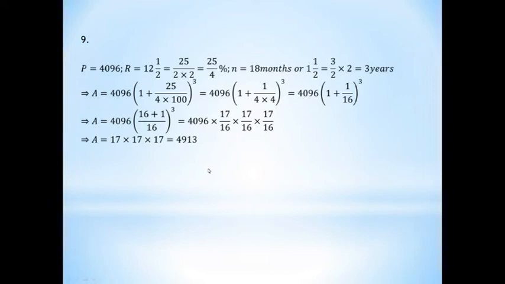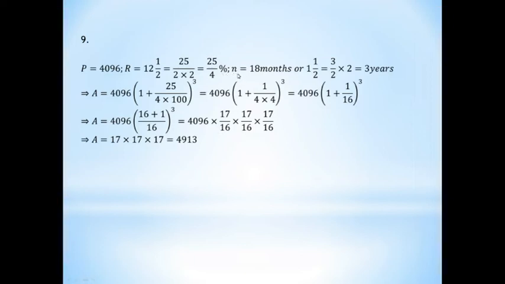Question number 9 says that the problem is compounded half yearly, first of all. 4,096 is the principal, rate is 12.5. After making this into an improper fraction, it will become 25 by 2. Since the problem is supposed to be found by using the compounded half yearly method, you have to take 2 along with the denominator. So it will become 25 by 2%, or 25 by 4%.